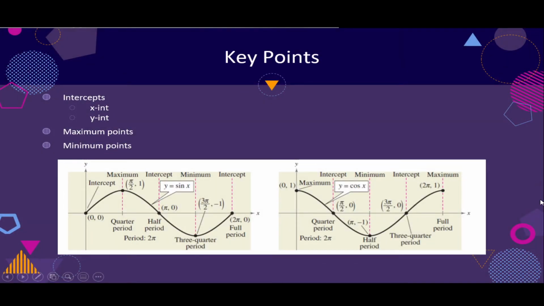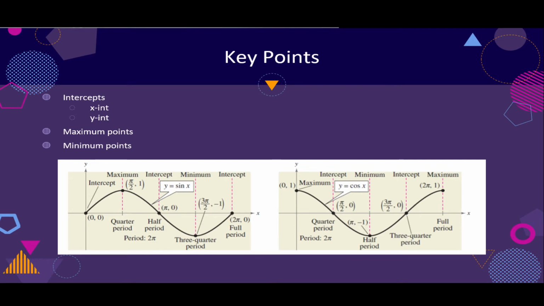Okay, key points: intercepts, x-intercepts, y-intercepts, maximum and minimum. Now, x-intercept for sine is going to follow the pattern 0, pi, 2 pi, 3 pi, 4 pi, 5 pi, or negative. So 0, negative pi, negative 2 pi, negative 3 pi, negative 4 pi. So it follows the same pattern. Now for cosine, our x-intercepts will be pi over 2, 3 pi over 2, 5 pi over 2, 7 pi over 2, 9 pi over 2. So you see the pattern, it's going to be odd on top. Also negative. So negative pi over 2, negative 3 pi over 2, negative 5 pi over 2, and so on.